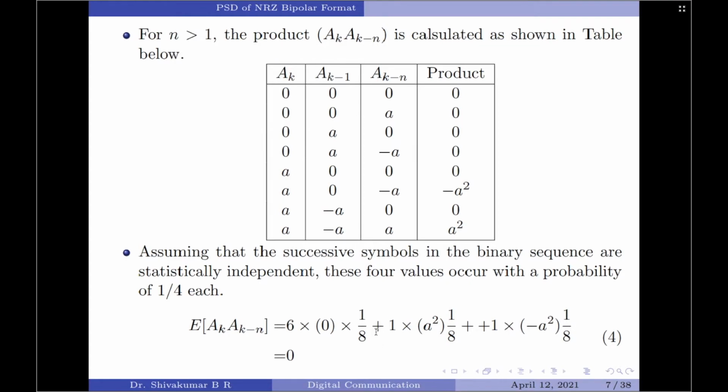So when I take the summation, I will note this is 0. This is plus a square by 8. This is minus a square by 8. So the overall summation will result in a 0.